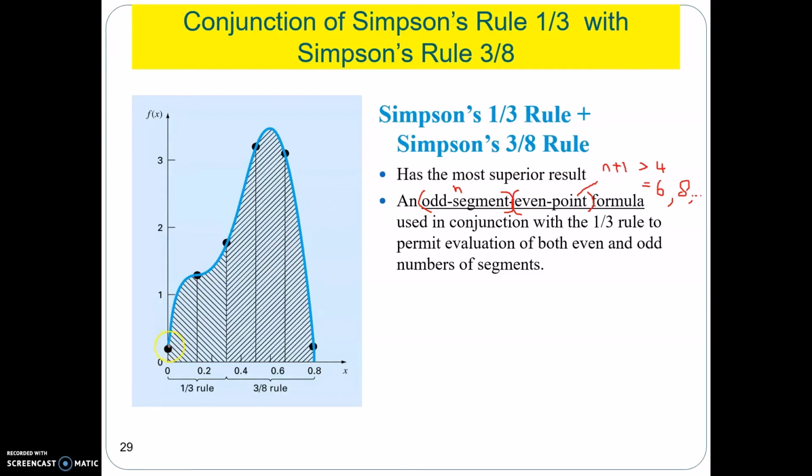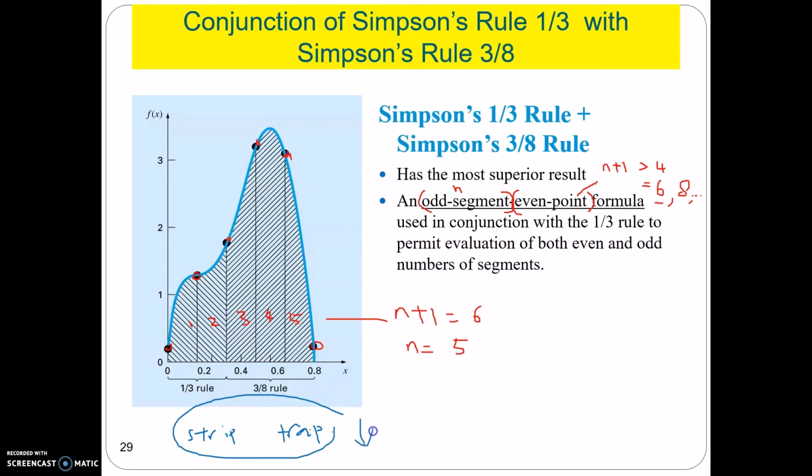For example, in this case, you have 1, 2, 3, 4, 5, 6. You have a total of 6 points, which is an even number. So the total number of points n plus 1 is equal to 6. Therefore, the number of segments is equal to 5. So you can see you have 1, 2, 3, 4, 5 segments here. To solve this problem, we can use the strip method or the trapezoidal method. However, these two methods have low order. Therefore, the accuracy of the integration will be low as well.